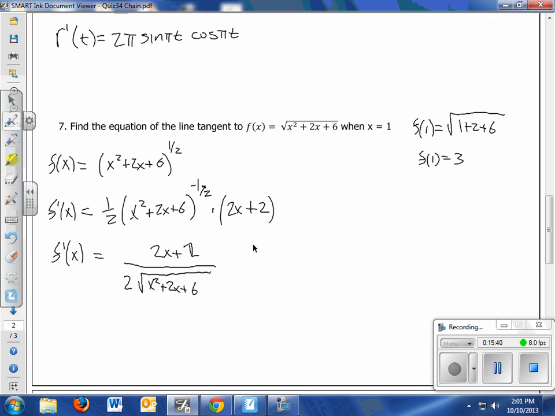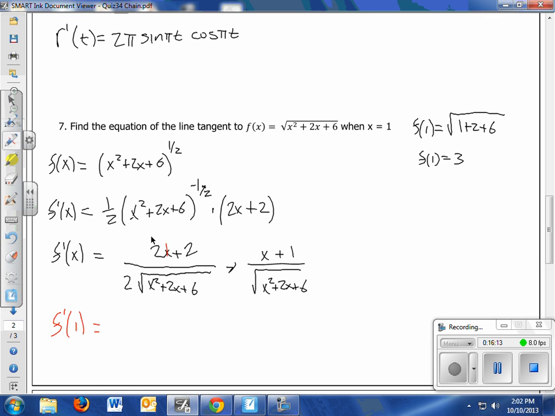Okay, and again, if I wanted to, I could simplify by distributing this 1/2 into the 2, or by dividing both of these pieces by 2, and that would give you x plus 1 over the square root of x squared plus 2x plus 6. Okay, but if you're not comfortable doing that, don't. Just leave it like this. That way you don't make mistakes, and I can plug 1 into this function. Okay, so let's try it. Let's find f prime at 1.